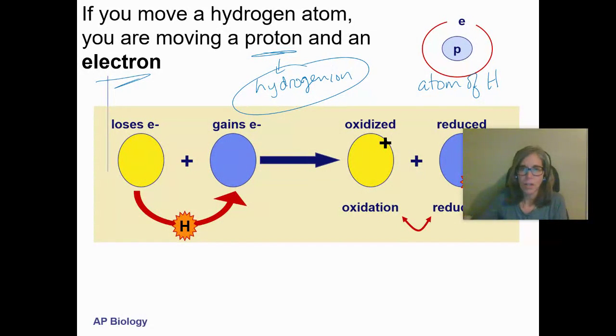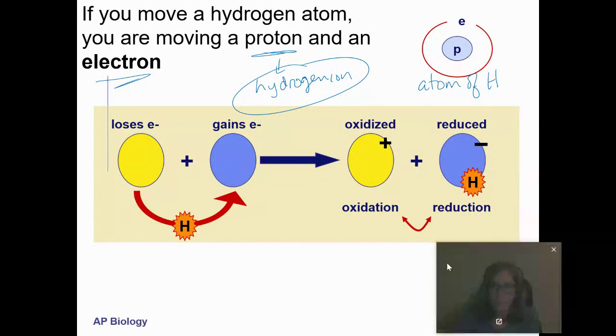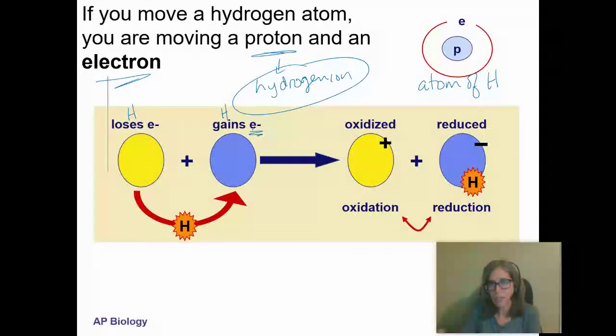Okay, so now let's look at this. If you've lost an electron and this one gains an electron, it might be that this one is actually losing a hydrogen atom and this one's gaining a hydrogen atom, in which case it's gained both a proton and an electron, but we're really only following the electrons when we're talking about oxidation and reduction.